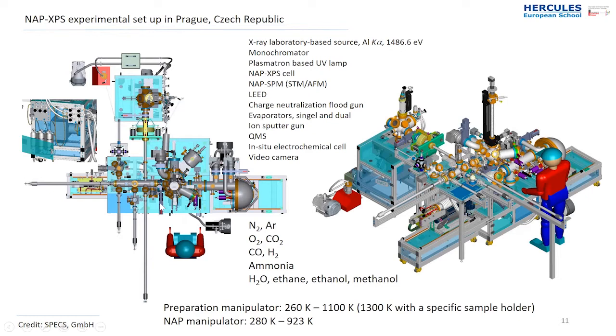So as I mentioned, we have a quadrupole mass spectrometer here, an ion sputter gun for cleaning the samples. We have a couple of evaporators for depositing clean metals. There's a video camera, because when you are approaching your sample close to the nozzle, to this entrance to the analyzer, you have to be sure you are at the right position and you are not going to hit the sample.